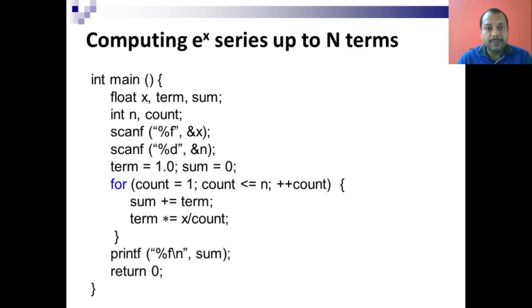Okay. Now, after the computation of this e to the power x series up to n number of terms, I will come out of this for loop and print the sum here, and after printing that I will return 0 and the program will conclude.